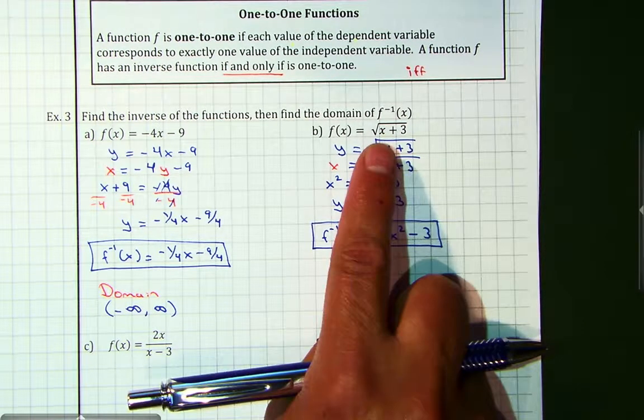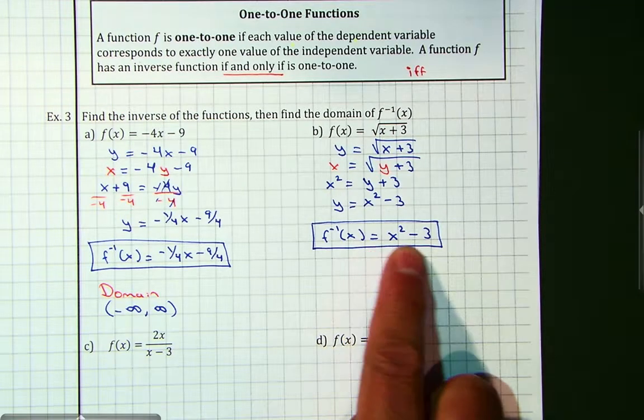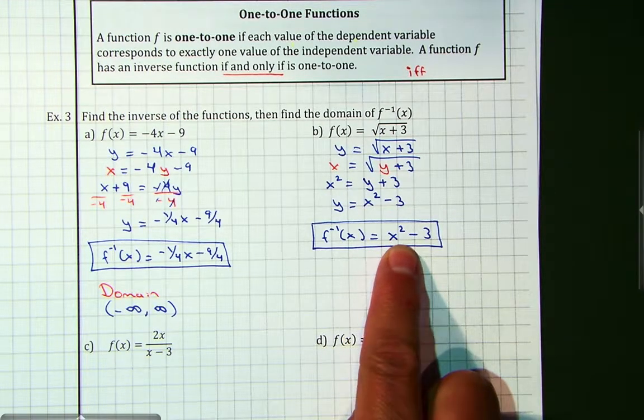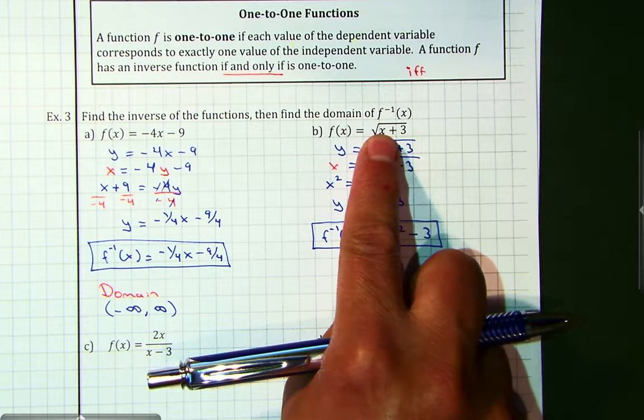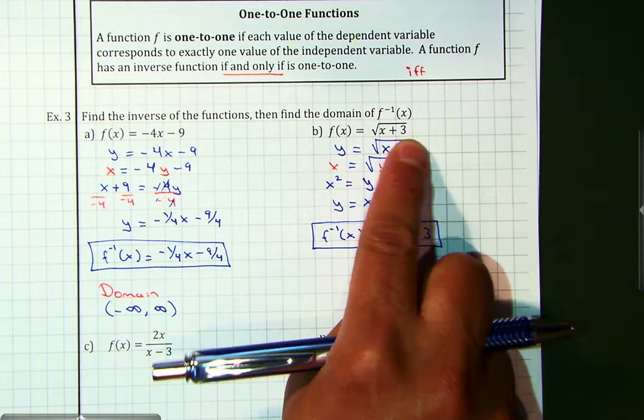So the domain for this function, it's all real numbers, right? That's a parabola. But what is the range for this function? Do you remember the range for this function?